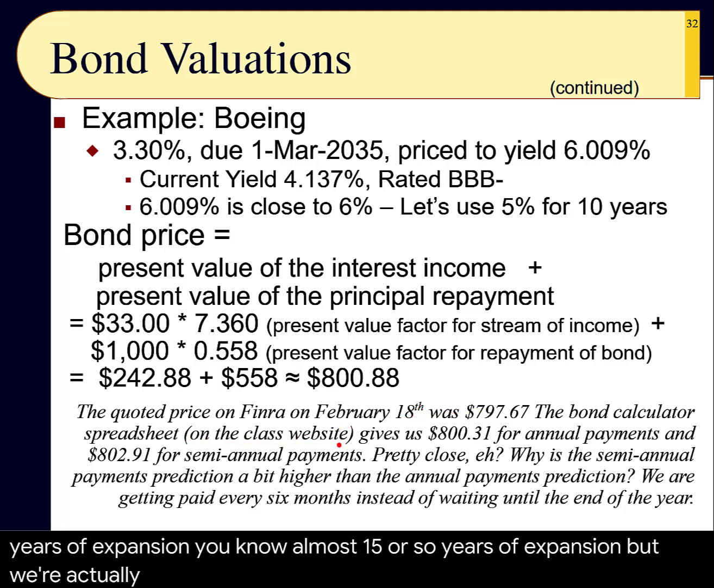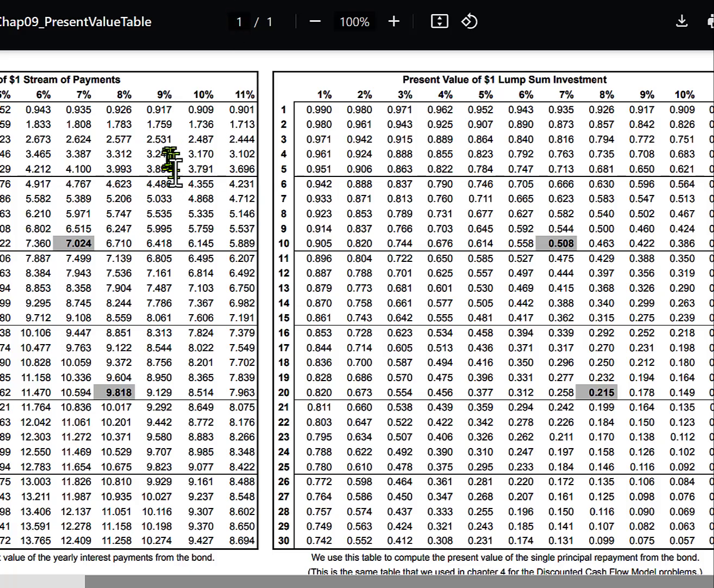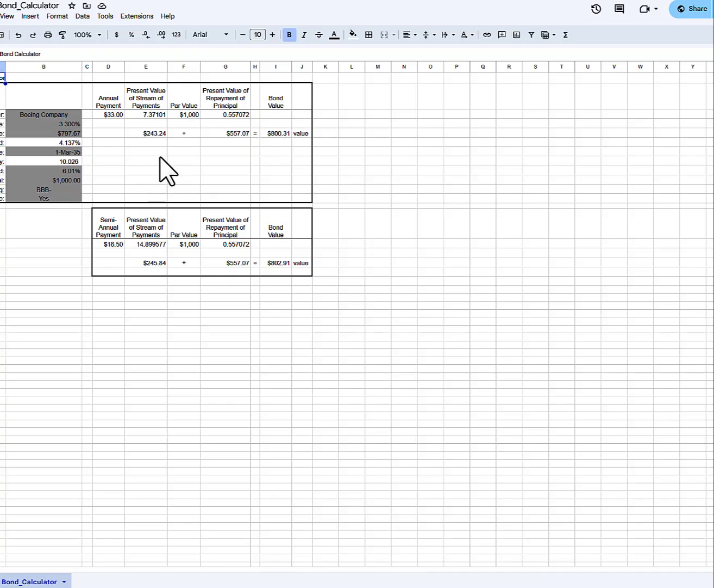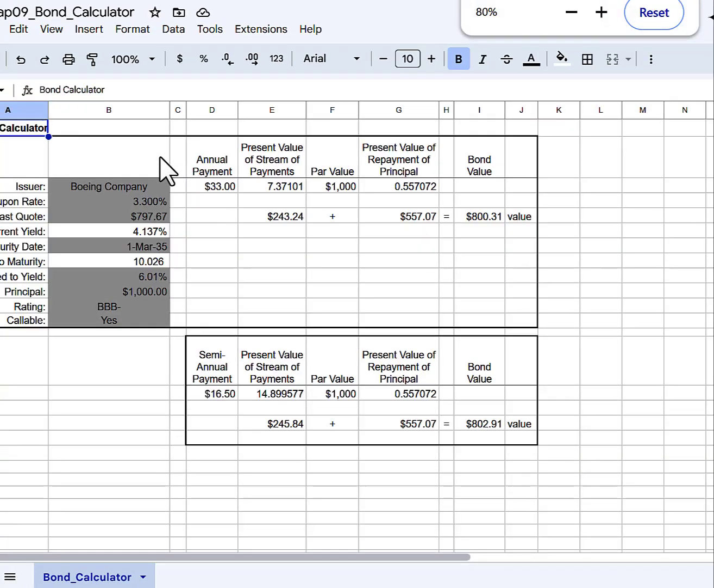On the spreadsheet, the bond calculator is much more precise. It's using 20 digits of accuracy, not 3 digits of accuracy, as the table uses only 3 digits. So let's run over to the bond calculator, which is on the website. Oops, can't see it. Let's make it a little bit bigger.